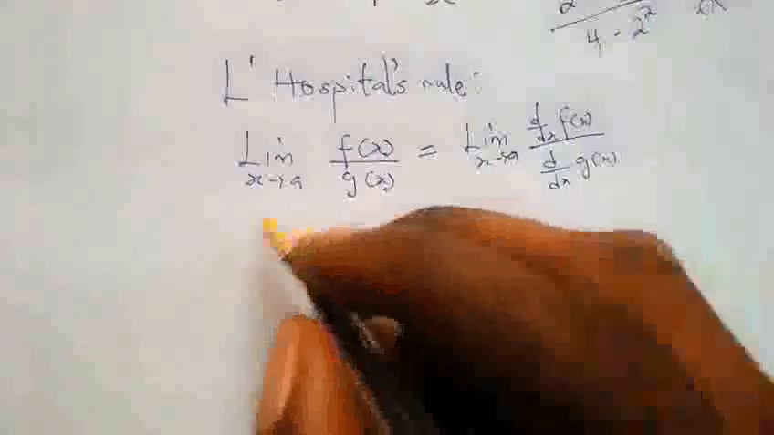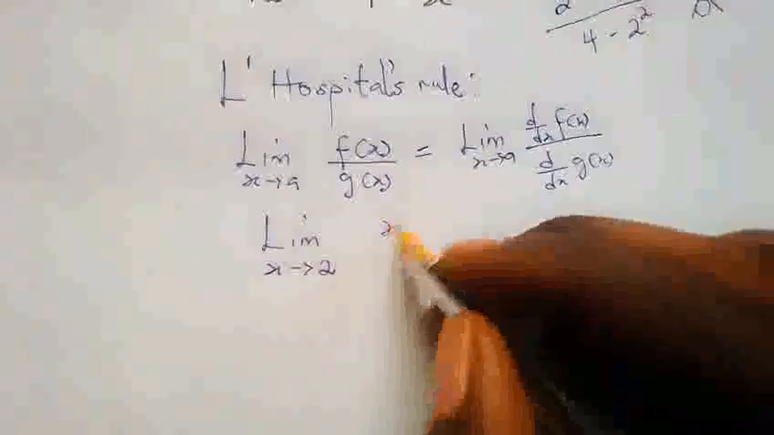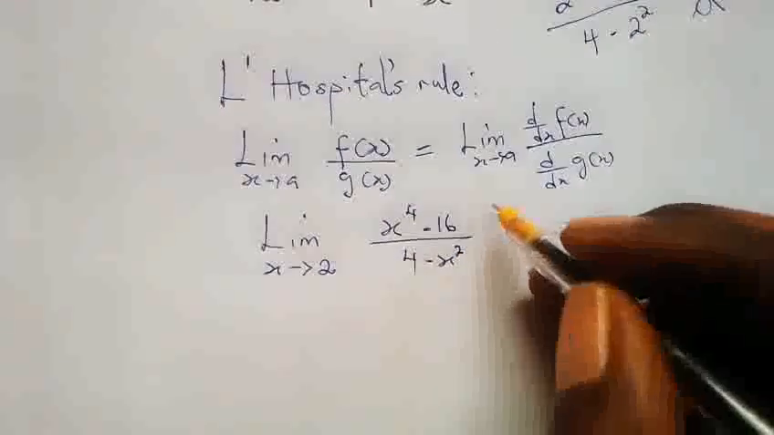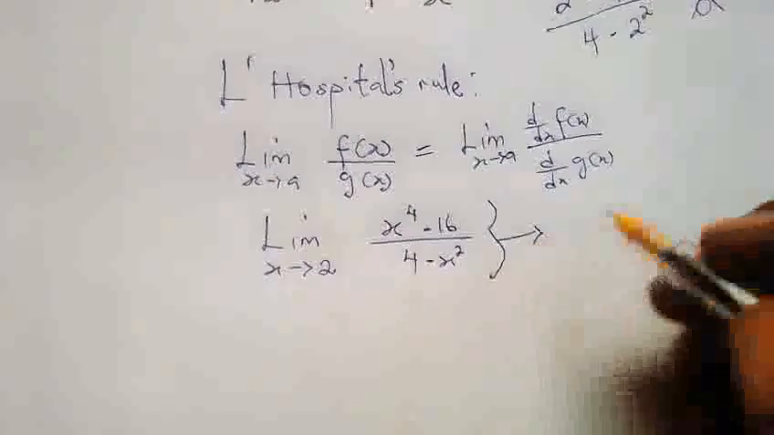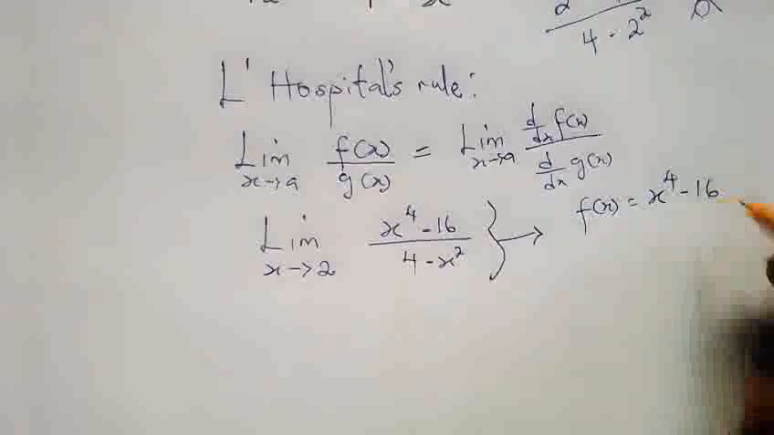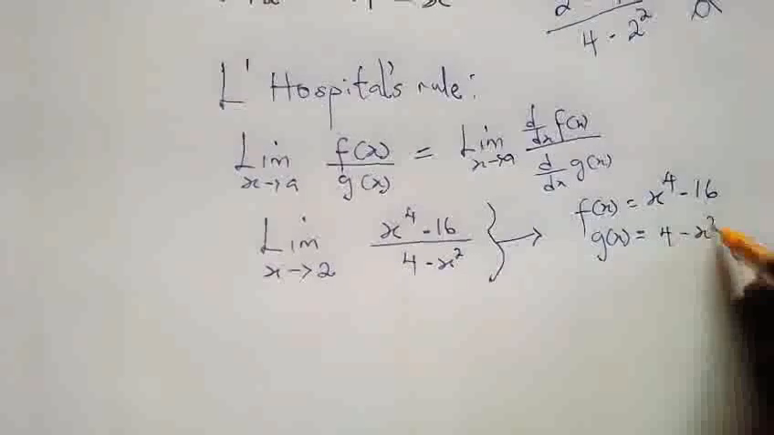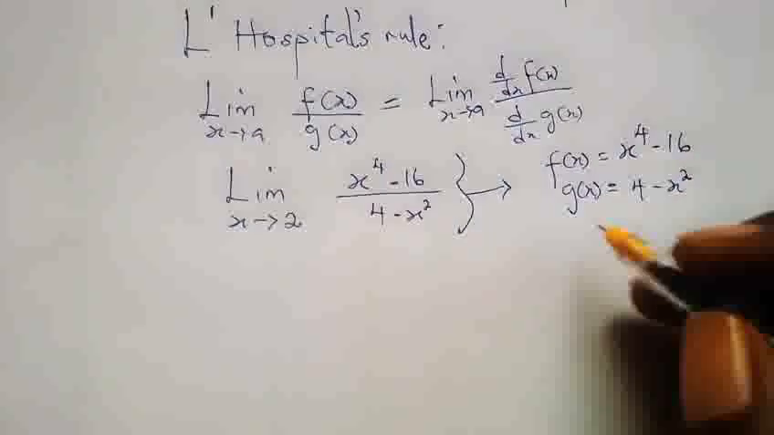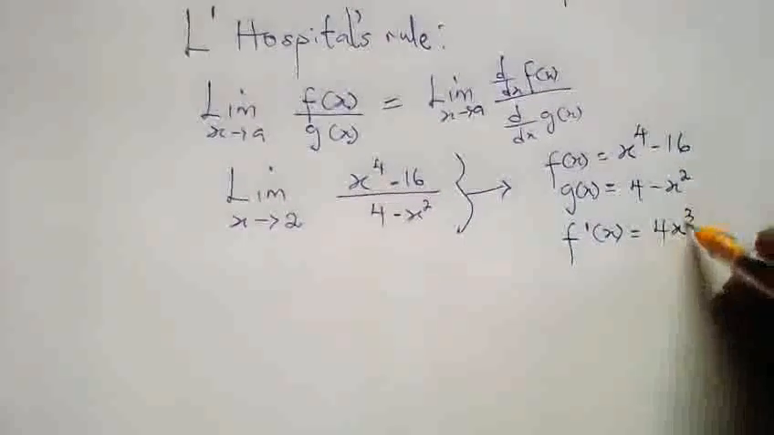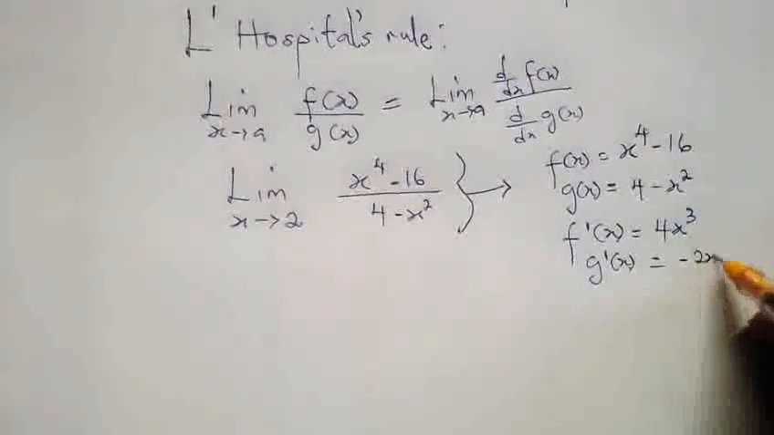Now in our limit, as x approaches 2 of x raised to power 4 minus 16 all over 4 minus x squared, let's call f of x equal to x raised to power 4 minus 16 and g of x equal to 4 minus x raised to power 2. We can see that f prime of x, just differentiating this, is 4x cubed, and g prime of x is equal to negative 2x.